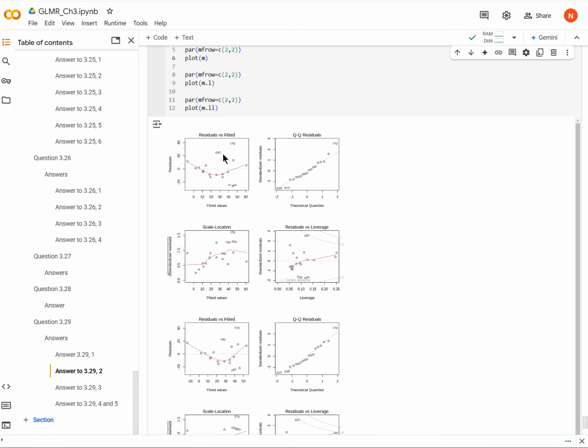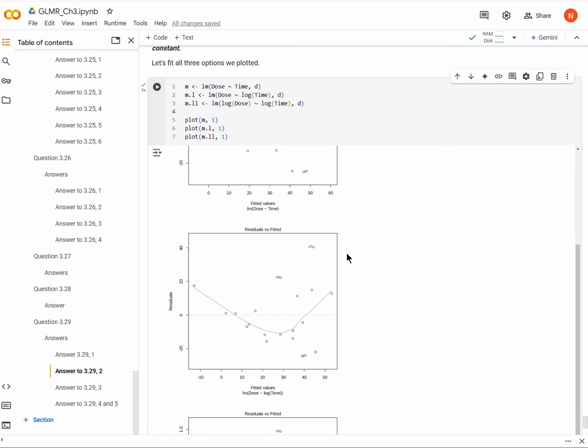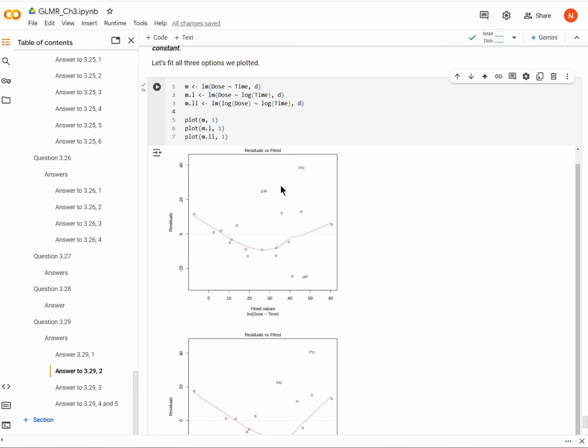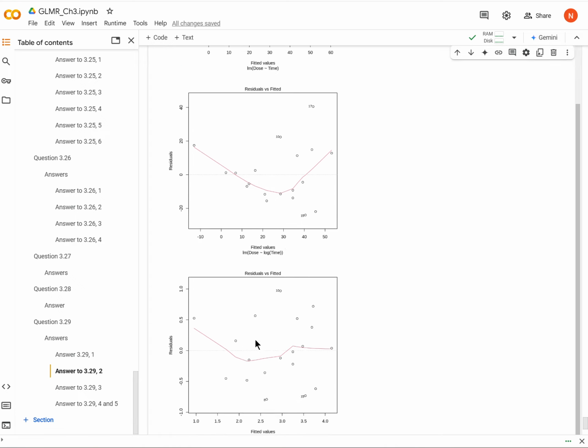You know what? I'm going to clean this up. I'm just going to pull these residual versus fitted plots here. So give me a second. Okay, now we have just residual versus fitted plots here, and I did that by specifying that I want the first plot. So this is for the normal model, the dose over time. And then this one right here is for the log dose, log time.